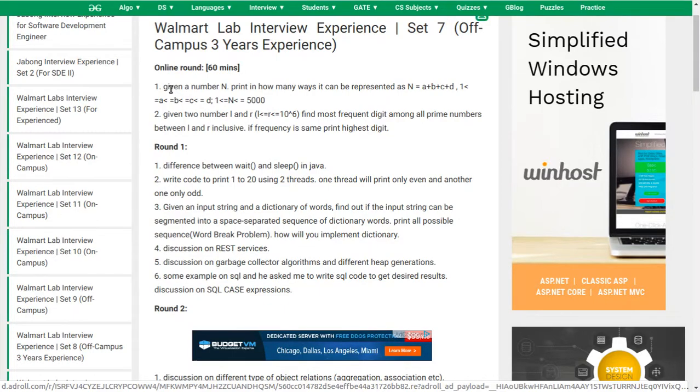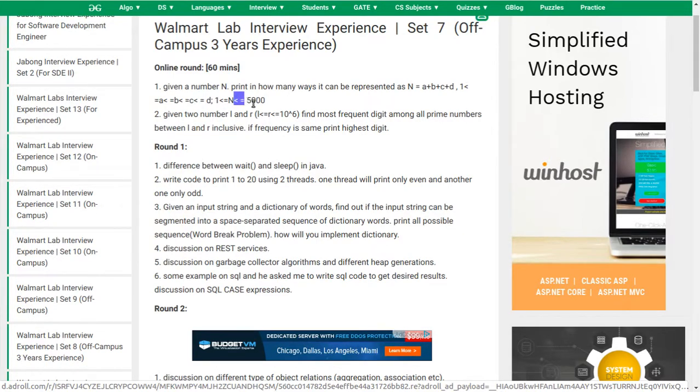Given a number n, print how many ways it can be represented as n is equal to a plus b plus c plus d, with the condition 1 is less than equal to a is less than equal to b is less than equal to c is less than equal to d, and n is within 5000 range.